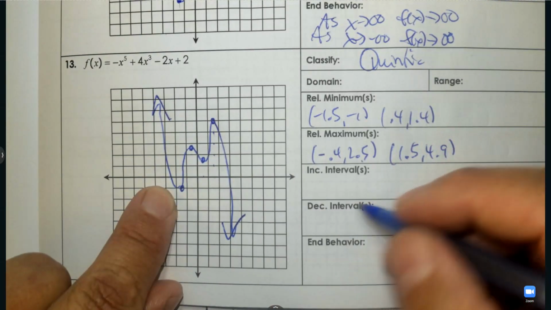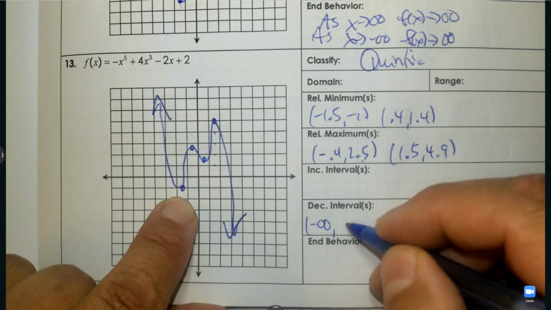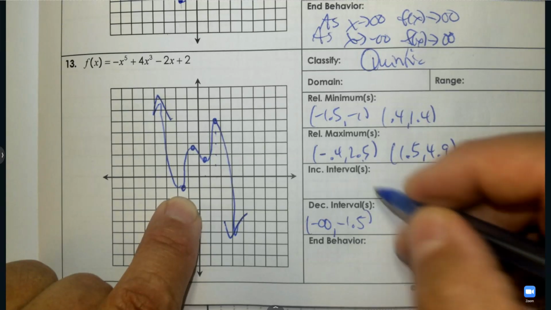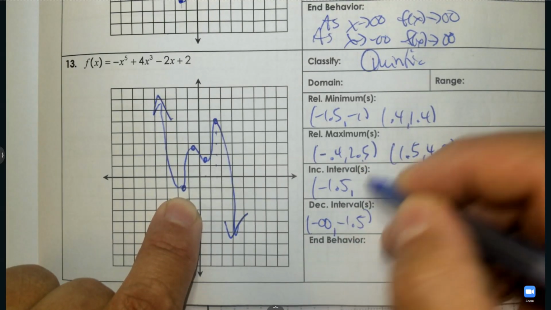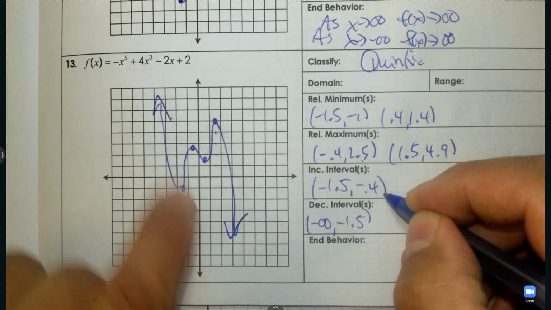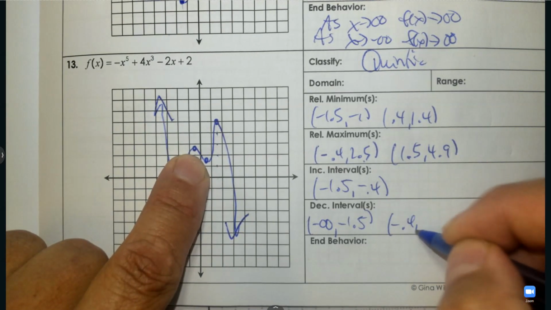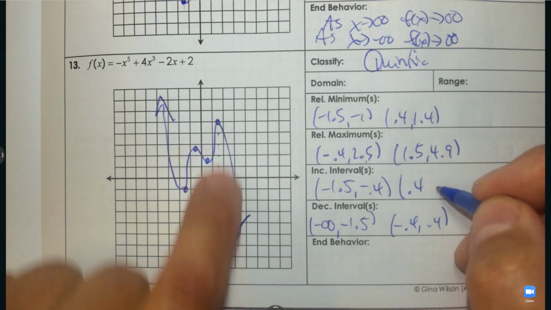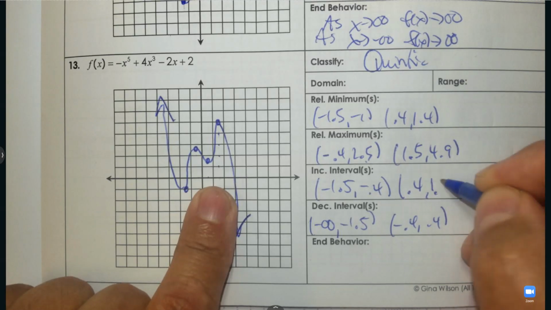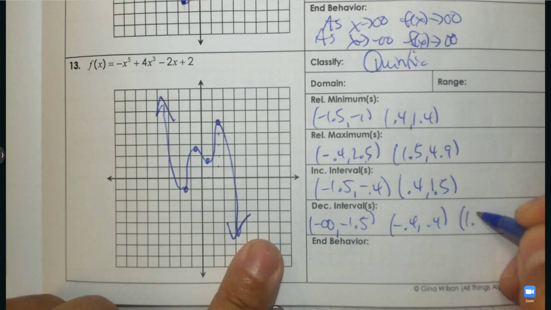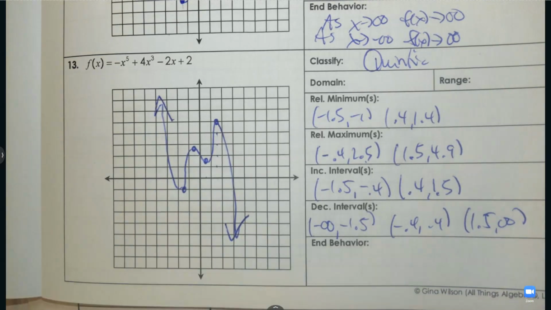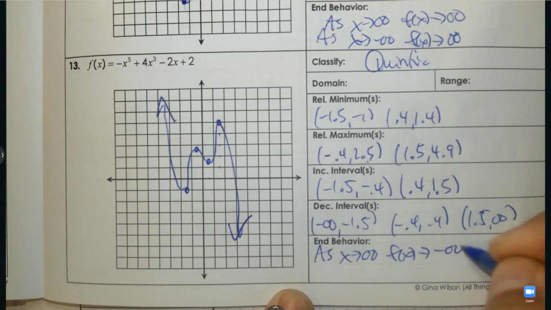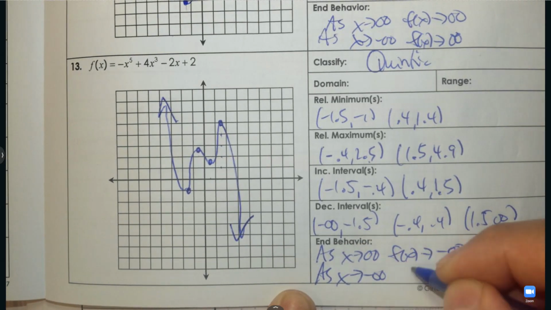So the first part of the graph decreases, so it starts and it decreases to negative 1.5. Then it increases from negative 1.5 to negative 0.4. Then it decreases from negative 0.4 to 0.4. And then it increases from 0.4 to 1.5. And then the last part of the graph decreases, 1.5 to infinity. End behavior, and we're done. So we know the right end goes down and the left end goes up. That's it. You did it.